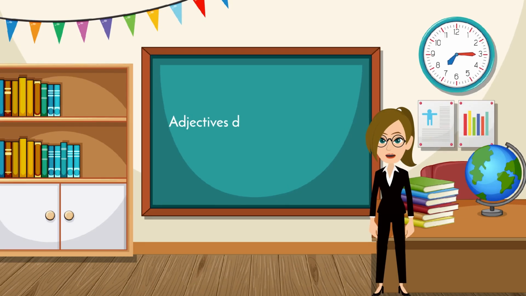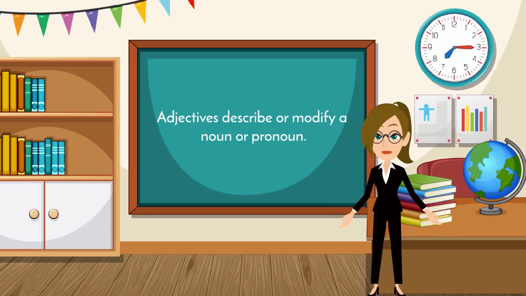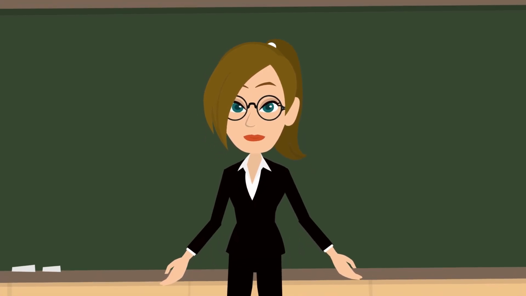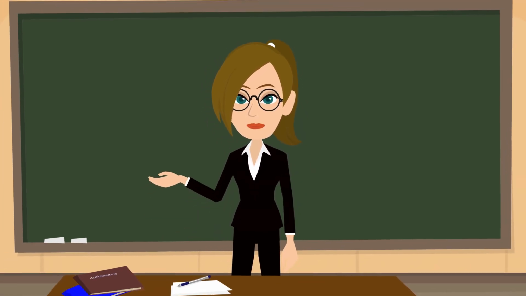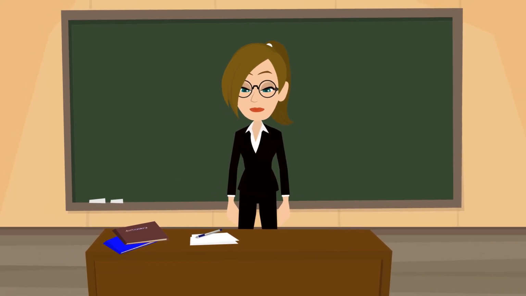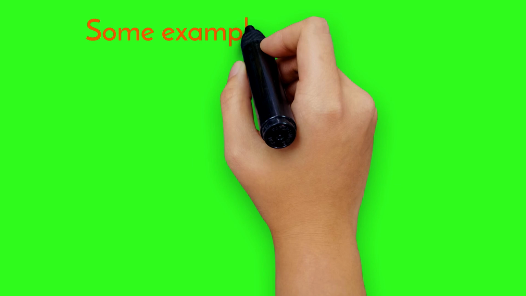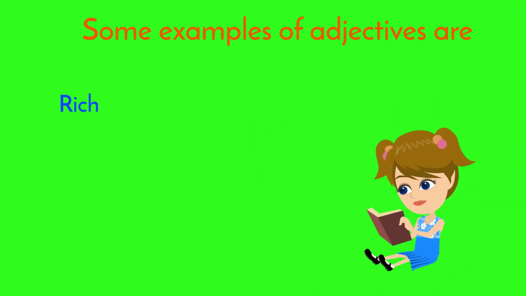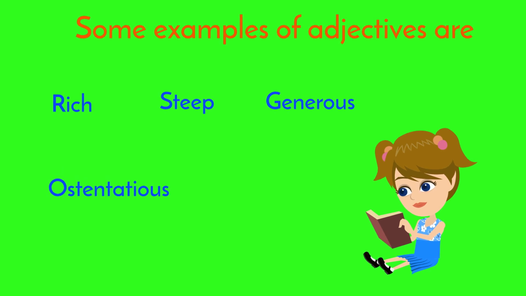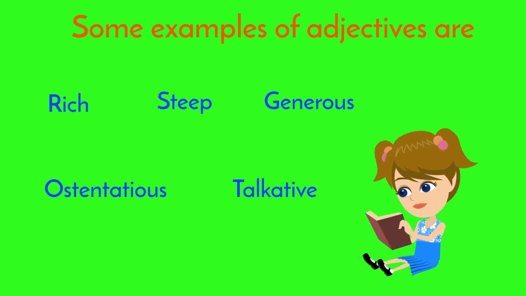Adjectives. Adjectives describe or modify a noun or pronoun. They are descriptive in nature. Their role is important in the language as they add color and imagery to the things we say. Some examples of adjectives are rich, steep, generous, ostentatious, and talkative.